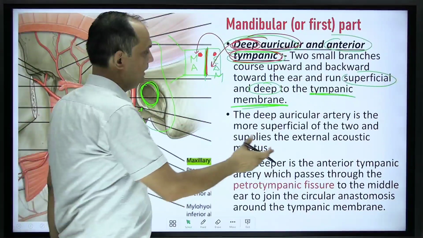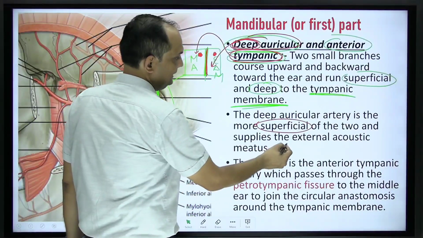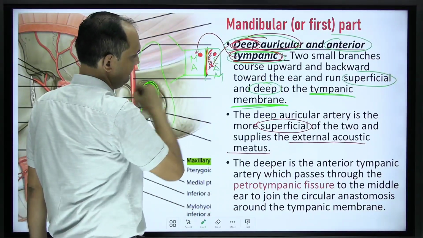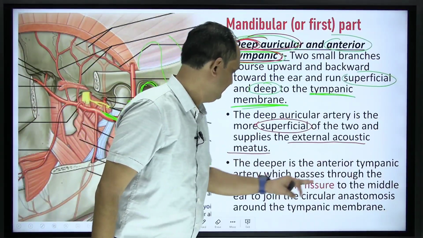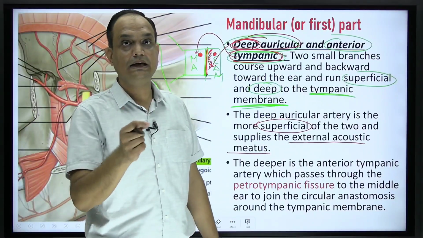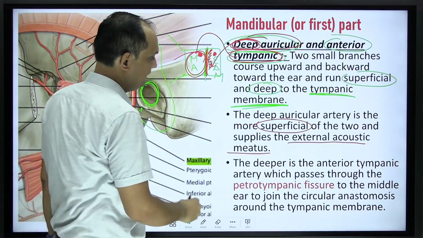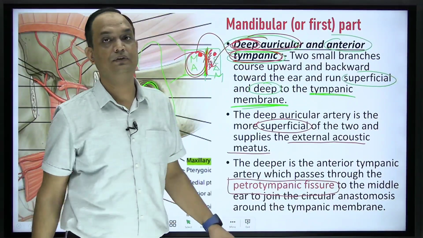So the deep auricular artery is more superficial and it supplies the external acoustic meatus, the area adjacent to this tympanic membrane. The deeper is the anterior tympanic artery, and this anterior tympanic artery enters into this middle ear with the passage known as petrotympanic fissure.